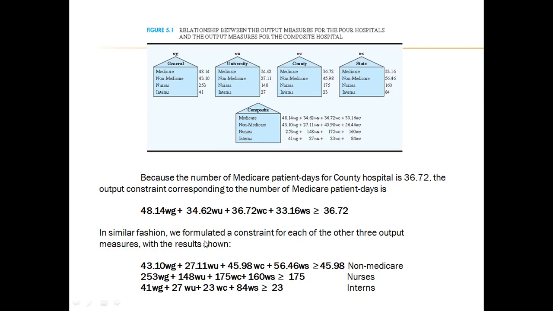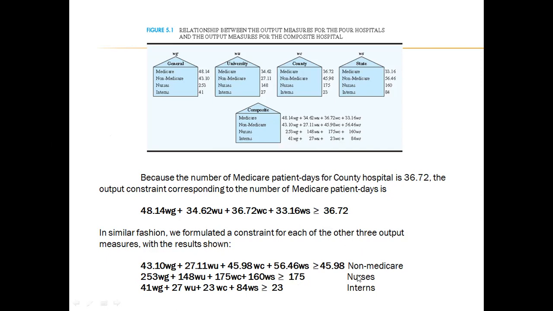Okay, so in a similar fashion, we formulated a constraint for each of the other three output measures, with the results shown: 43.10 WG plus 27.11 WU plus 45.98 WC plus 56.46 WS is greater than or equal to 45.98. For this, this is the non-Medicare. The same process is what we did for the first example.